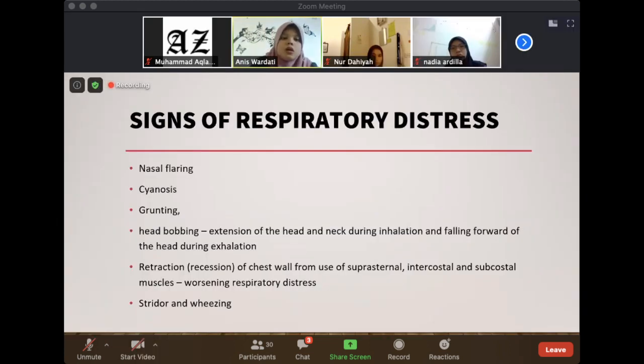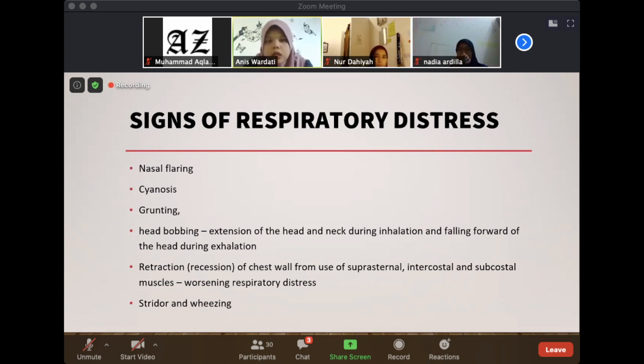There are nasal flaring, cyanosis, grunting, and head bobbing. Head bobbing is the extension of the head and neck during inhalation, and during exhalation, the head and neck fall forward again. This indicates that the patient is very fatigued because of respiratory distress, and this is actually a poor feature of respiratory distress. Meaning it's already severe respiratory distress, the patient will present with head bobbing, for example.